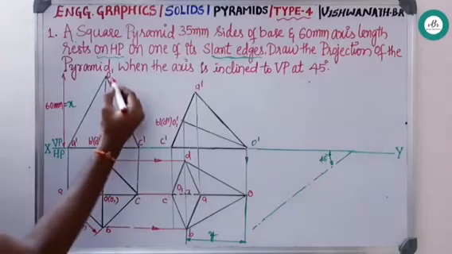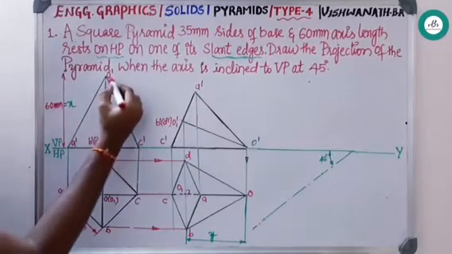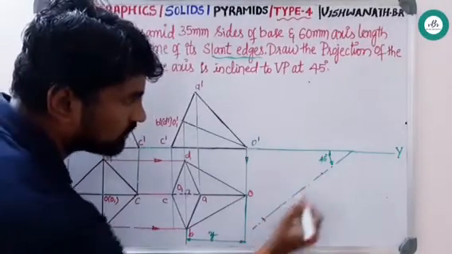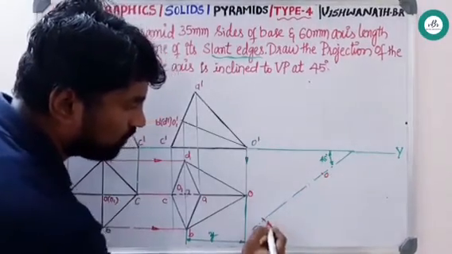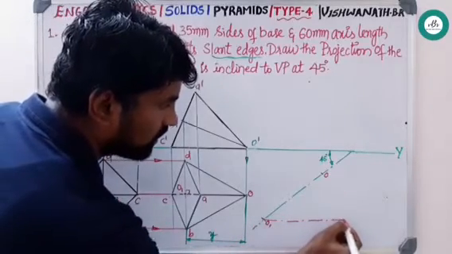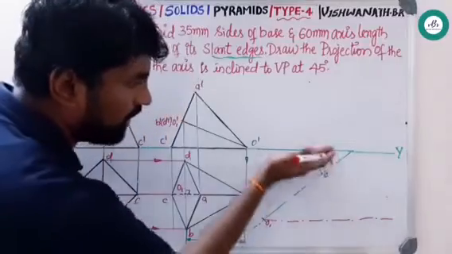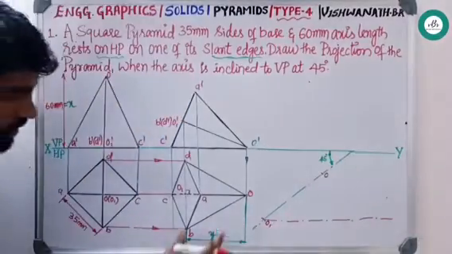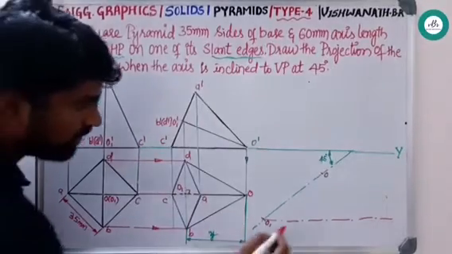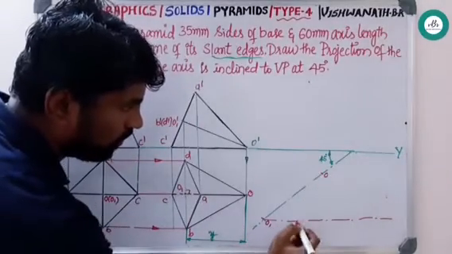Next, you measure the original axis length x, that is O dash to O1 dash. Mark this O1. Draw a locus line. This locus line should be parallel to XY line. Next, measure the apparent axis length, that is Y. Cut from the same O.